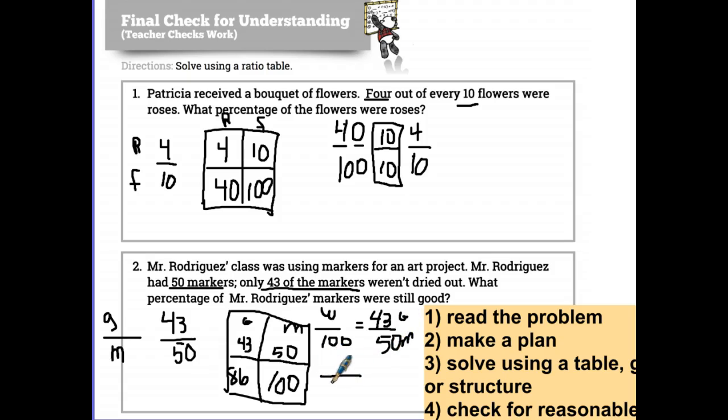Okay, so I know I'm going to have a decimal fraction with a denominator of 100. I'm going to put my factor box. I'm going to put my original ratio of 43 to 50. And I'm going to think, 50 times what number is 100? Well, that would be 2. So that means 43 times 2 would be 86.